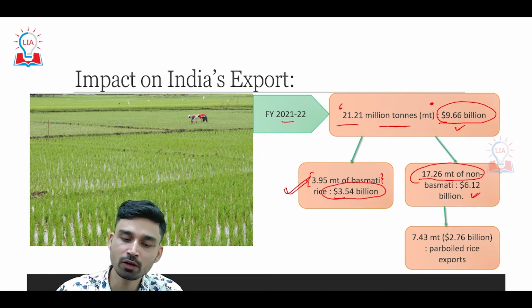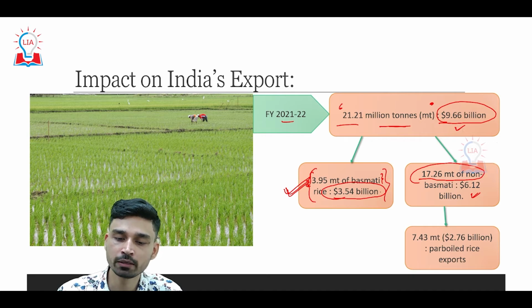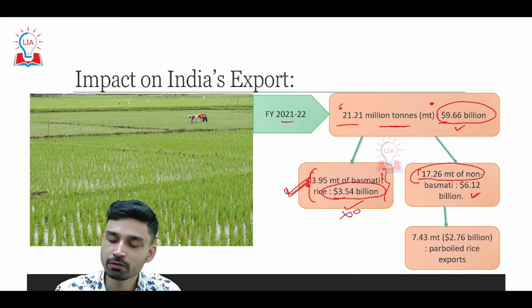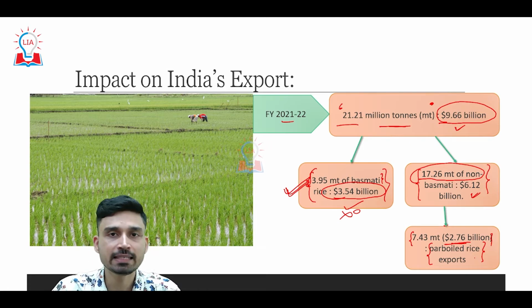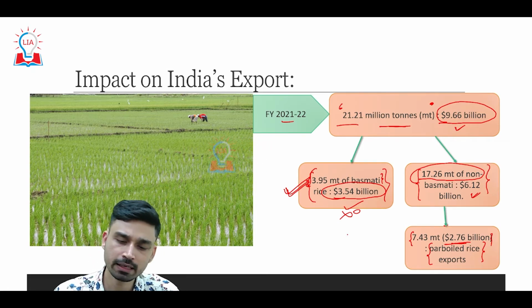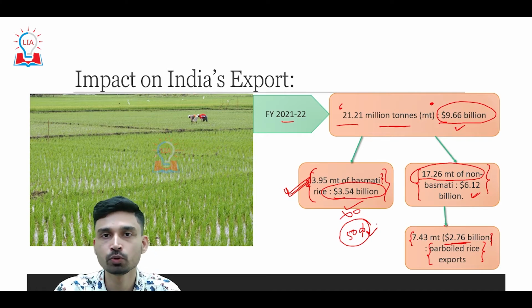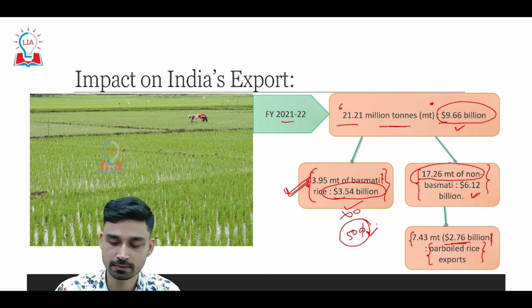Now, obviously, there is no ban on this category of rice. So in terms of value, for the 3.95 million tons and $3.54 billion, there will be no effect as such due to the curb on exports. The effect will be seen on the other categories. Here also, we can see that 7.43 million tons of parboiled rice exports, valued at $2.76 billion, are there. After analyzing all this export data, we can say that roughly about 50% of India's export value will get hit due to the export curbs imposed by both DGFT as well as the Ministry of Finance.